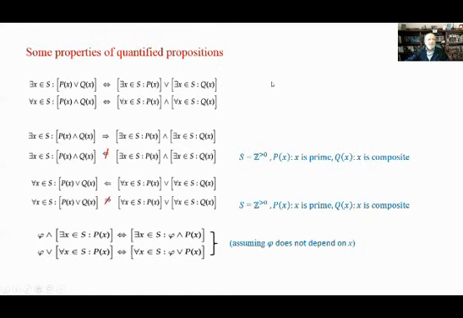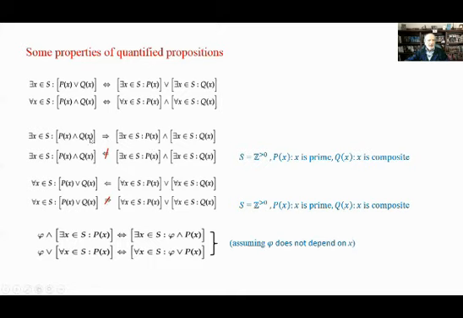Here are some properties of quantified propositions. This is easy. There's x in S, Px or Qx. This is the same as there's x in S, Px, or there's x in S, Qx. That's from the definition. For any x in S, Px and Qx is equivalent to, for any x in S, Px, and for any x in S, Qx. If there is x in S such that Px and Qx, then there is x in S, Px is true, and there's x in S, Qx is true.